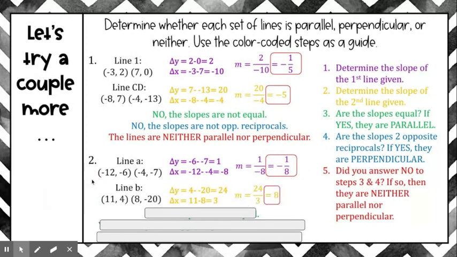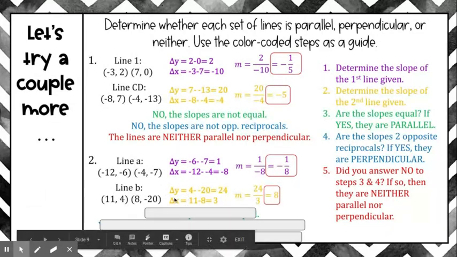So we find our change in y over our change in x. Our y's are 4 and negative 20. So 4 minus negative 20 is like adding 20. So we get 24 for our change in y. And our change in x is 11 minus 8, and so 11 minus 8 is 3. So our slope, change in y over change in x, is 24 over 3. Well, that can be reduced. 3 goes into 24 8 times. So there's our slope for here. So we found our slope for both lines.